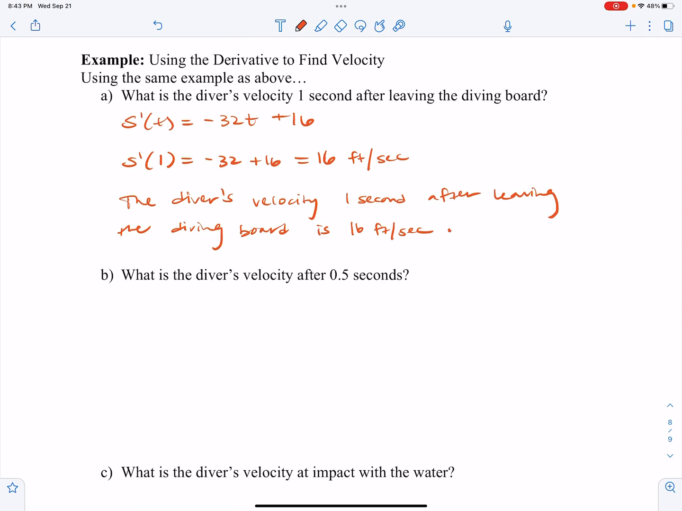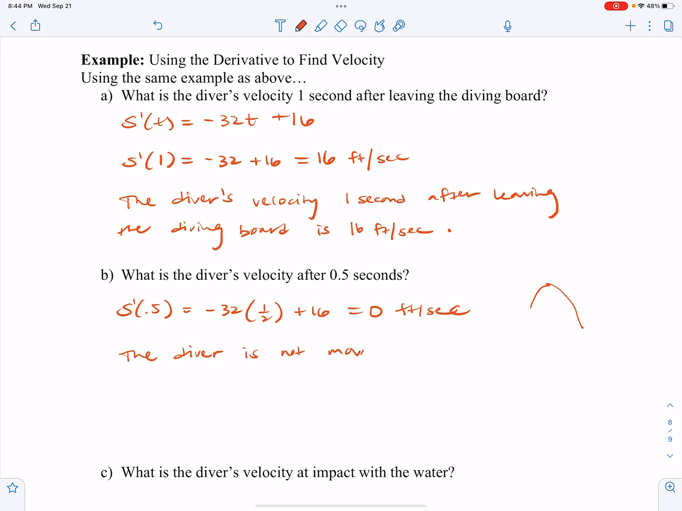What's the diver's velocity after 0.5 seconds? Interesting. We know what happens at 0.5 seconds. He reaches his max height. Well, if we plug in 0.5 or 1/2, we get 0 feet per second. His velocity would be 0. And that should make sense, right? When he reaches that max height, he goes up, up, up, and then he stops for a second before he goes down, down, down, and starts his descent. So you could even say something like the diver is not moving. Or they have 0 velocity, he's moving 0 feet per second. It's not moving at 0.5 seconds.